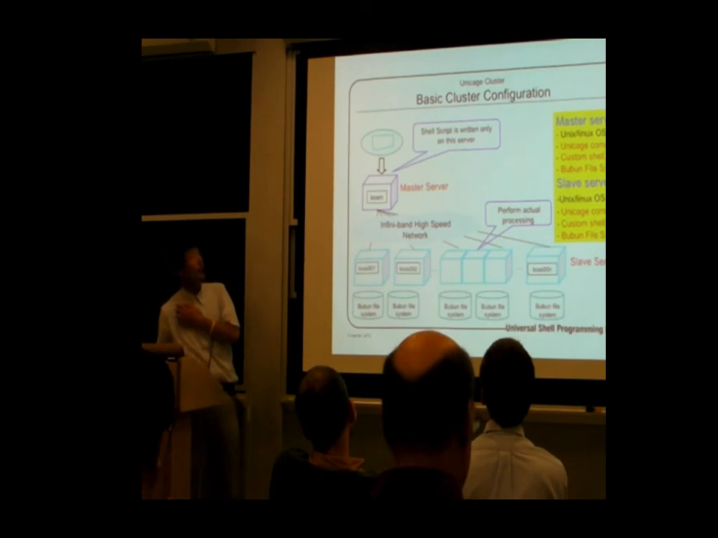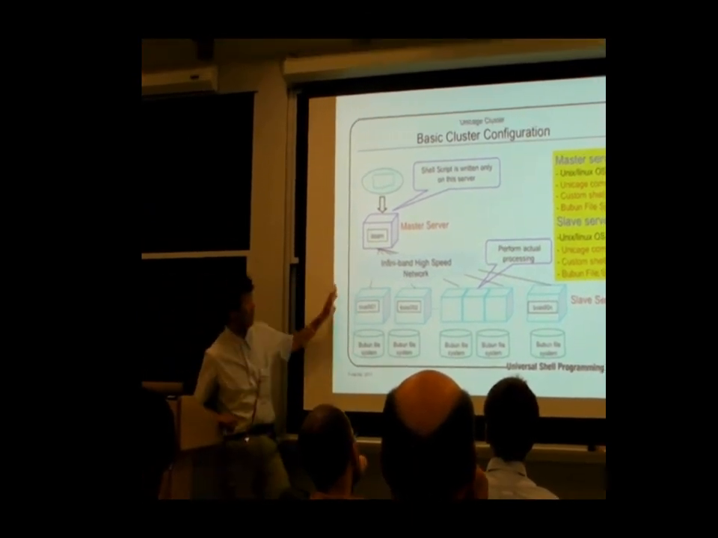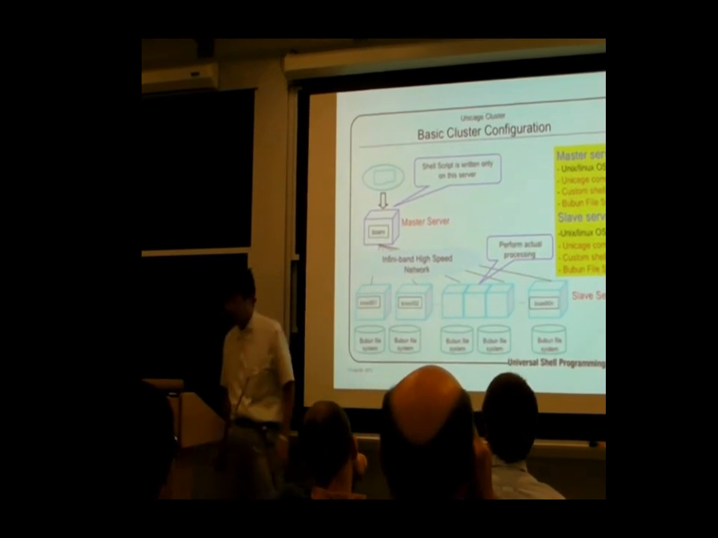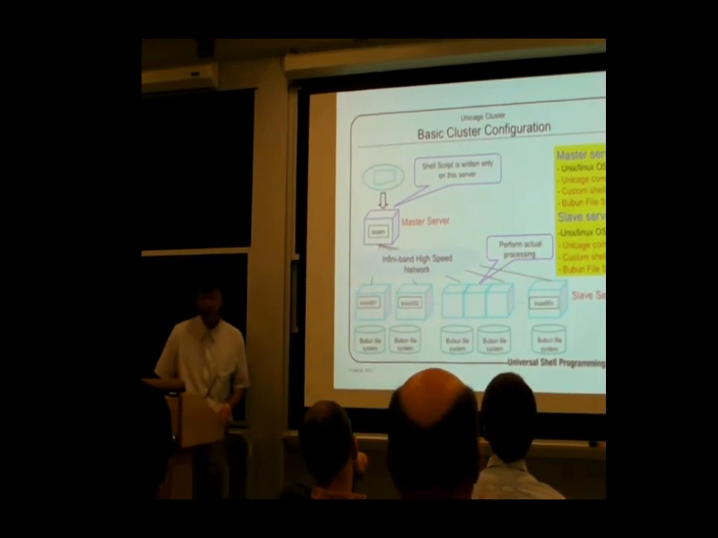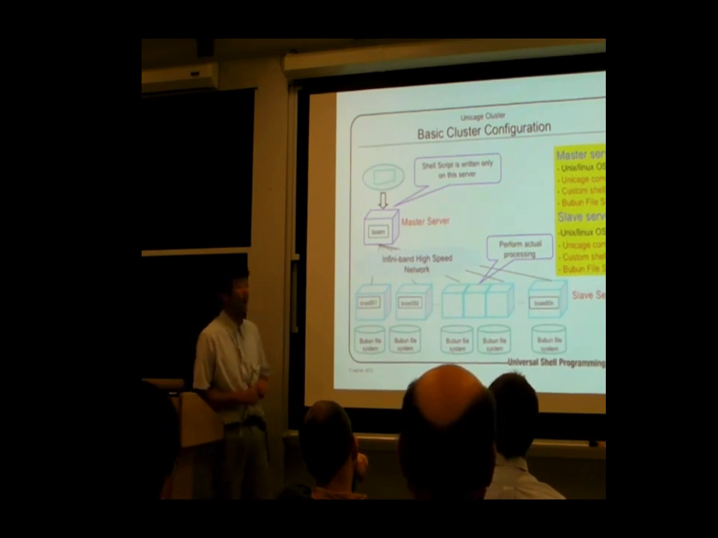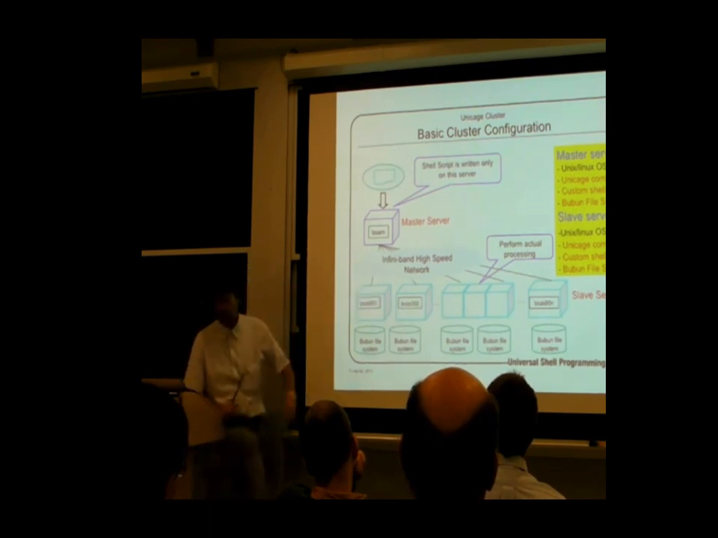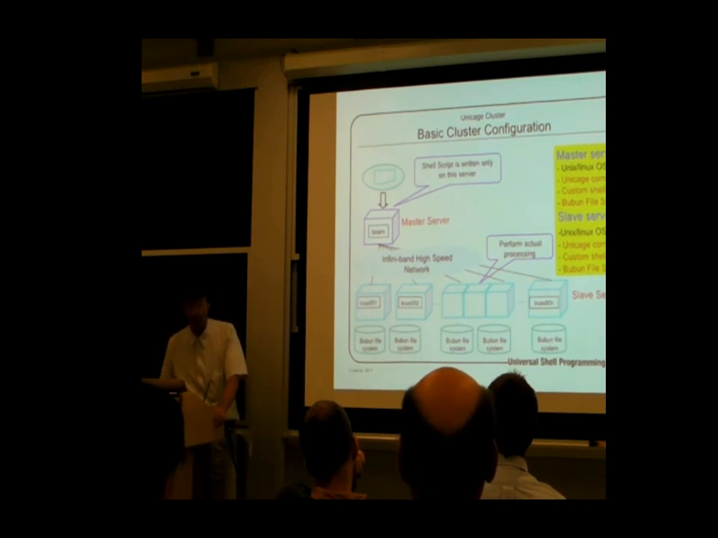Here is a basic cluster configuration. One master and several slave servers. Each server has only Unix and commands installed. The network between servers in the cluster is a high-speed InfiniBand network. How it works is that you write shell scripts only on the master server.